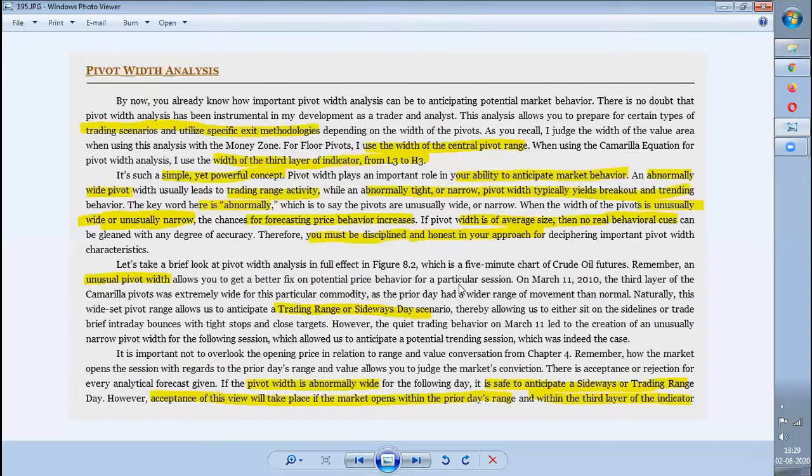So today in this video, what we are going to see is the Secret of Pivot Boss book reading continuation. And the concept we are going to see is pivot width analysis.